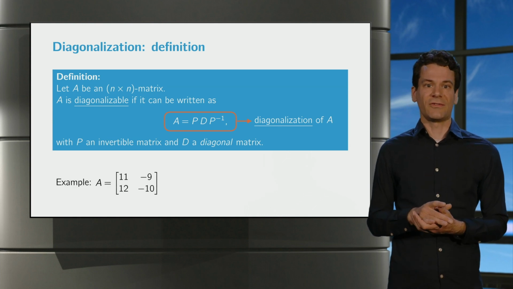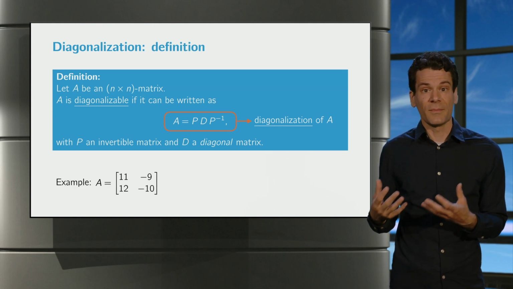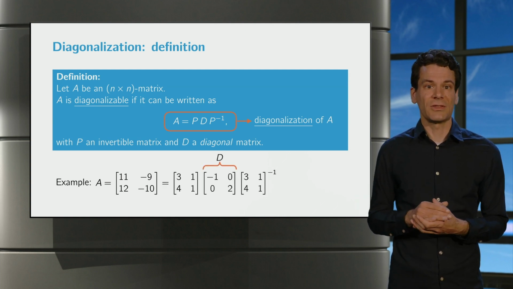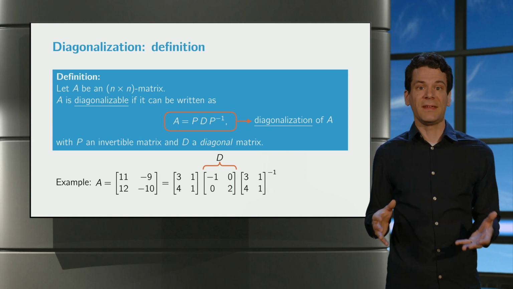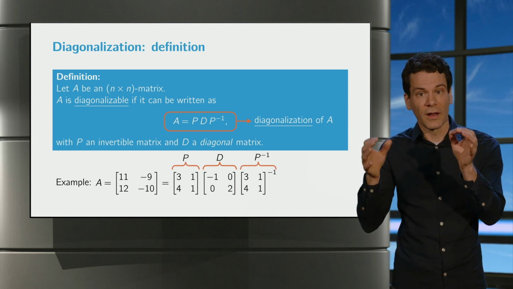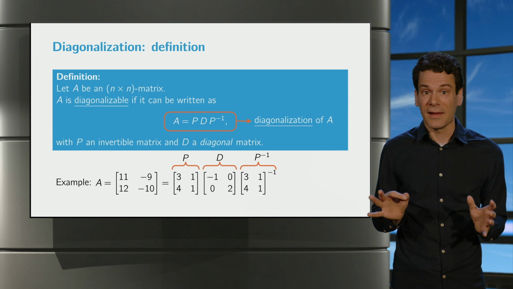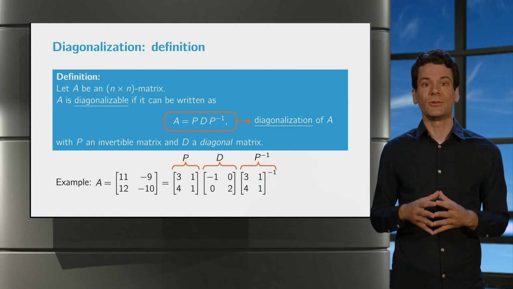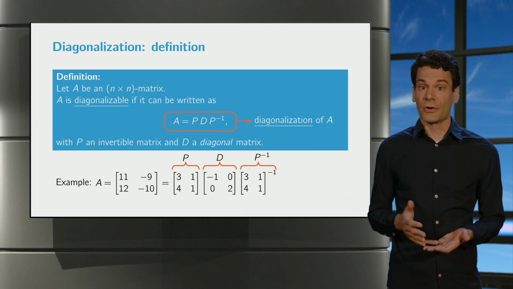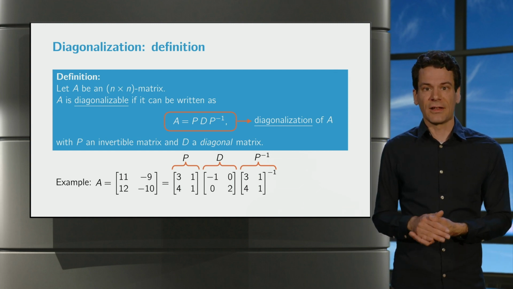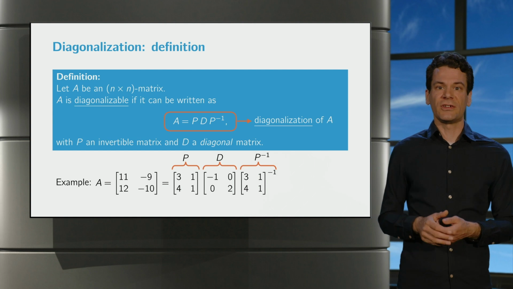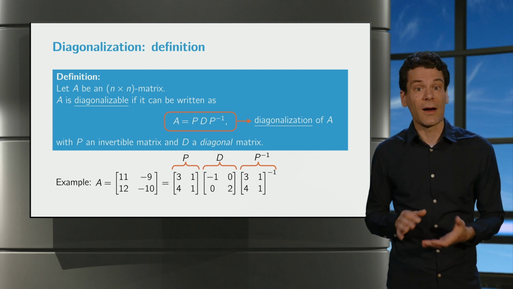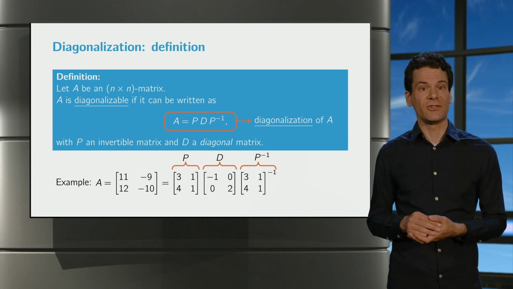Consider this matrix. A diagonalization of matrix A is given by the following product, where D is the diagonal matrix in the middle and P is the invertible matrix 3, 1, 4, 1. I invite you to pause the video and check yourself that this product is indeed equal to A. Of course, you may wonder how to find such a diagonalization. I will address this question later in this video. First, let me give an example of how a diagonalization can simplify calculations.